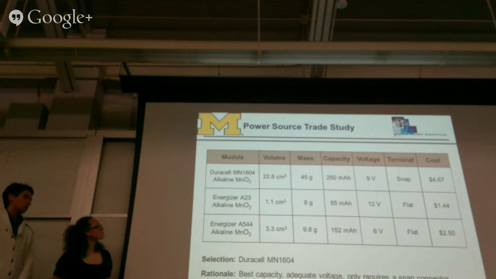This is a case study for the battery. We selected the Duracell 9 volt because it has the best capacity at that voltage, and it has a snap connector as opposed to the other two, which have a flat terminal, which requires another component.